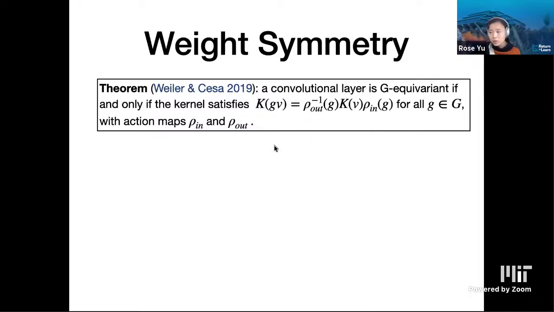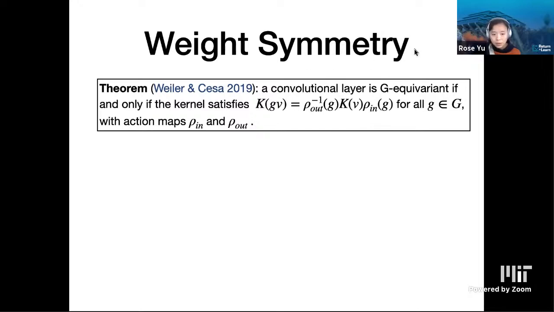So in a convolutional layer, the only thing that matters is the convolutional kernel. For a convolutional kernel, as long as it satisfies this condition, which means that when we apply a group transformation to the input, there's a conjugation term where we left multiply the kernel by rho inverse and right multiply by the same group transformation. If the output stays unchanged, or in mathematics, we call this group invariance under conjugation, then this kernel is group equivariant. So the convolutional layers are equivariant.